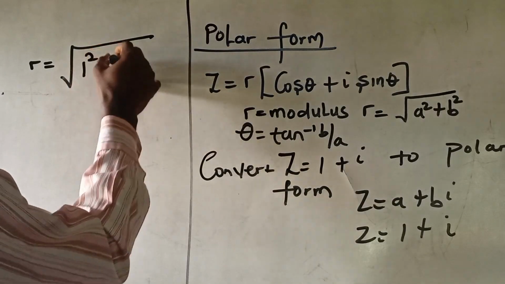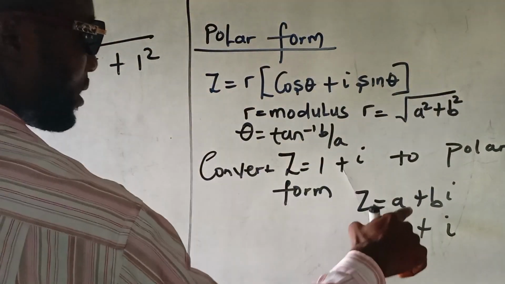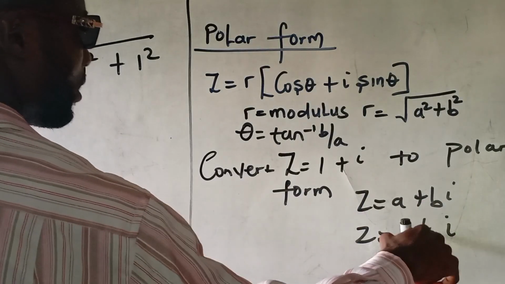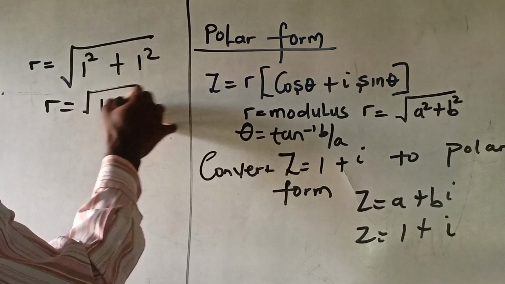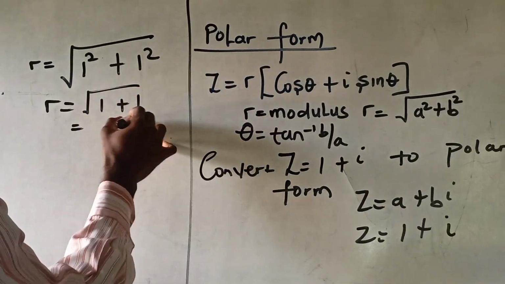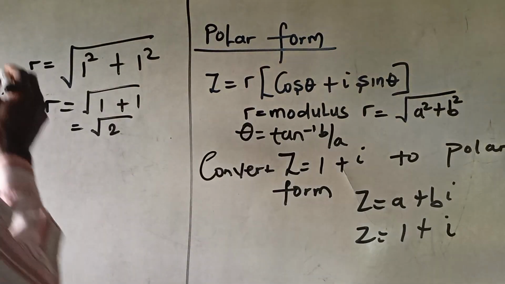So we have here 1 squared plus 1 squared. Look at A squared plus B squared: A is 1, then B is 1. So R is equal to 1 plus 1, which is equal to what? The square root of 2. So step 1 is for us to find the modulus, and we are done finding the modulus.